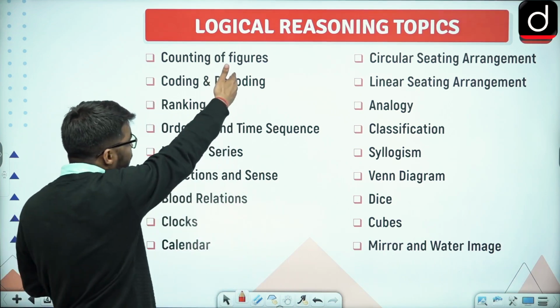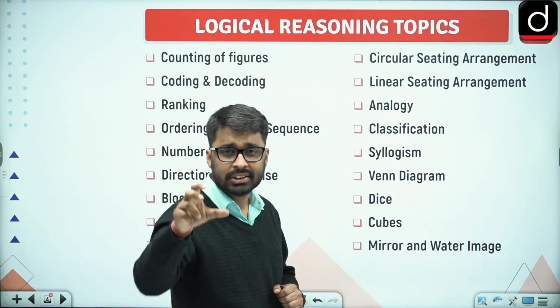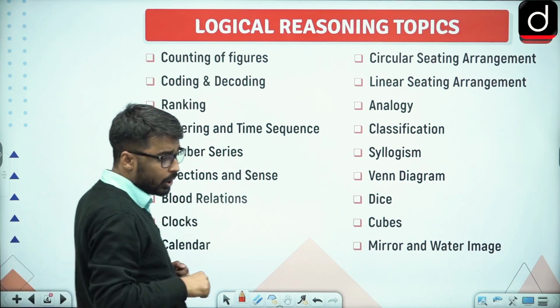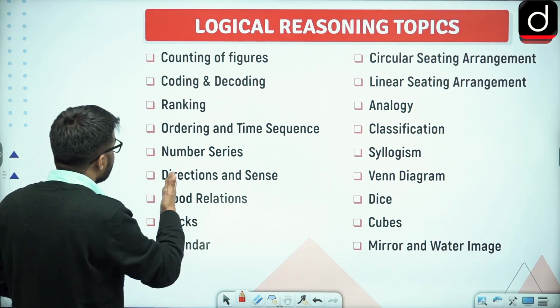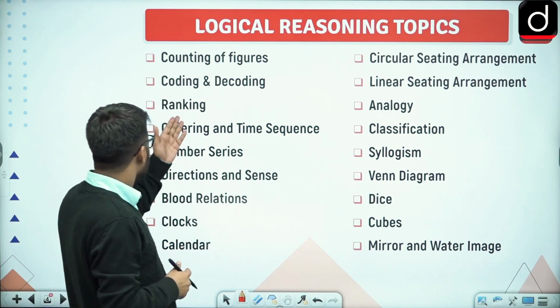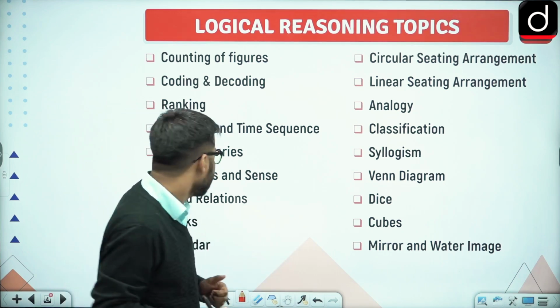And you must have seen questions of counting of figures, like counting of triangles, counting of squares, rectangles, in previous years' papers as well. Then we will be talking about coding decoding, right? You all are aware that every year from coding decoding we do have a question. Ranking, for the past 4 years I have been seeing questions on ranking every year.